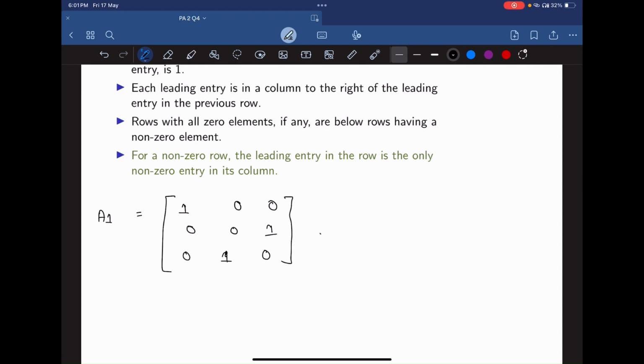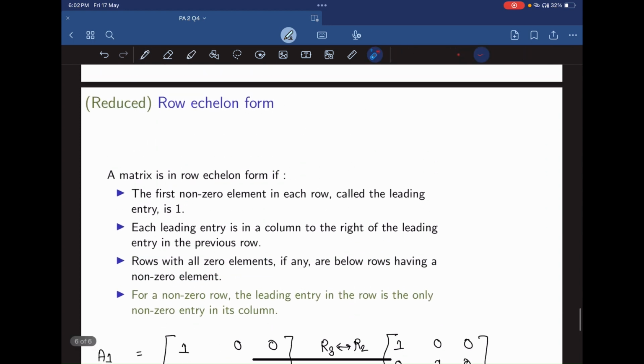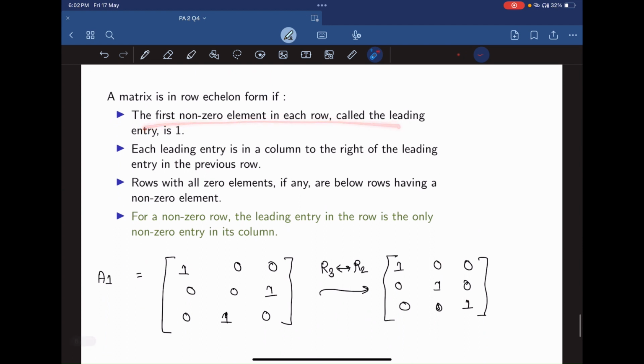So we can use our elementary row operation to interchange the third row with the second row, and then we will get this matrix that is in its reduced row echelon form. As the first condition says, the first non-zero element in each row, called the leading entry, is 1. So that is 1 for each row. Each leading entry is in a column to the right of the leading entry in its previous row.